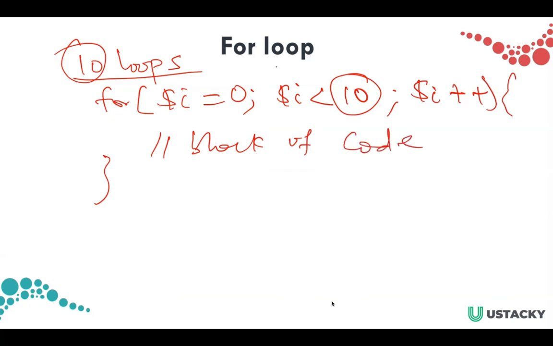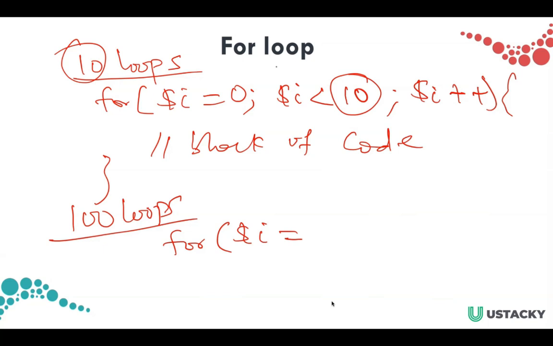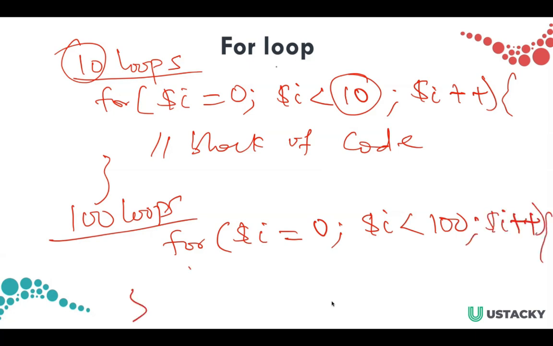To write 100 loops, this is very simple also. It is for $i, you are starting from 0. $i must be less than the number of loops, $i plus plus. And here we have the block of code. With this simple method, you can easily write any loop of your choice. In the next tutorial, we'll be writing loops in our IDE and check the results on the browser.